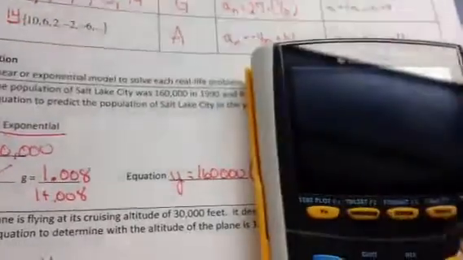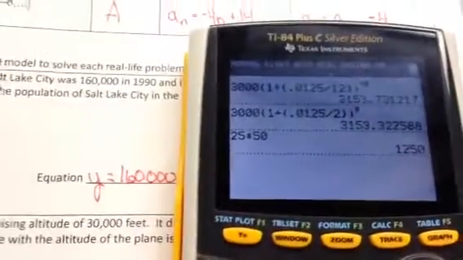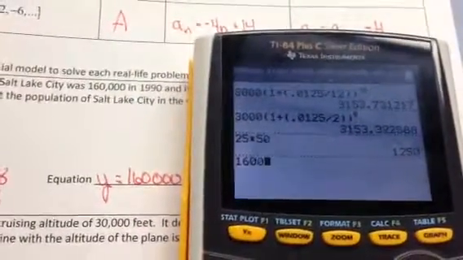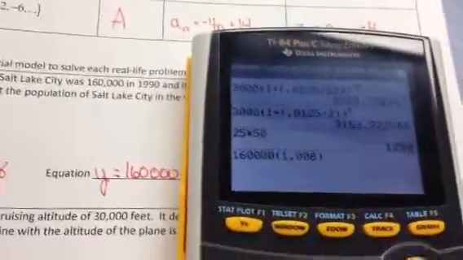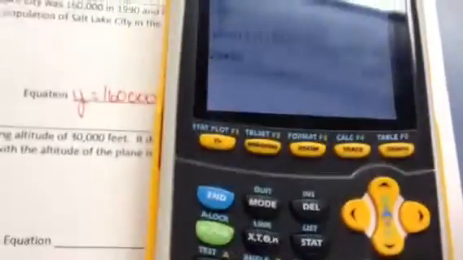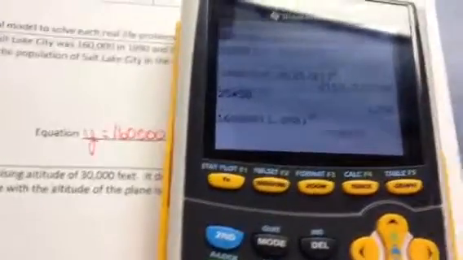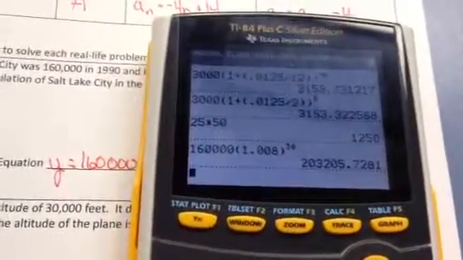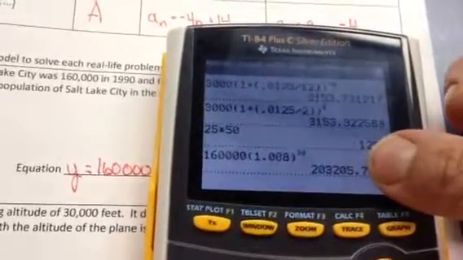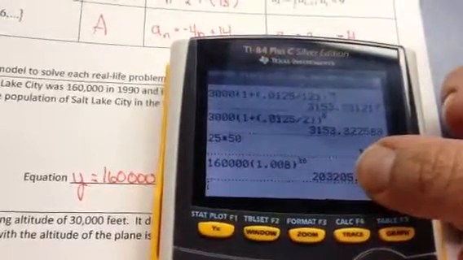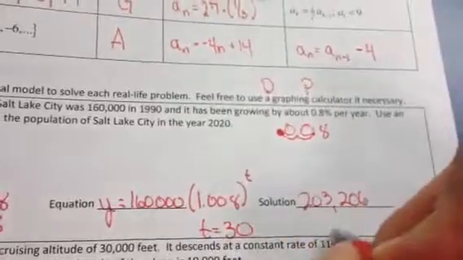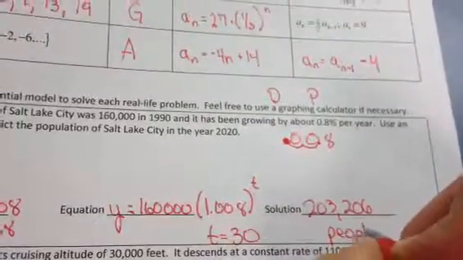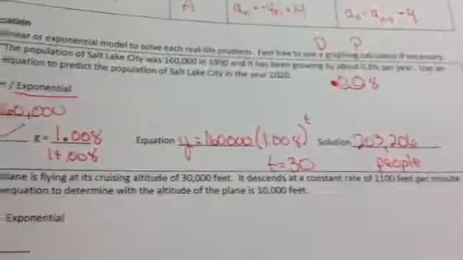So I'm just going to go to my calculator. Any calculator will work here, you guys. You do not need your graphing calculator, but I'm going to type it in. Then my exponent key, all of them will use this button. This is people, so I'm going to round to the nearest person. That 7 is going to make the 5 round to a 6. So 203,206 people. All right, next one.